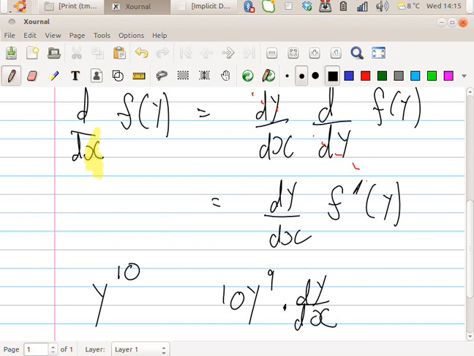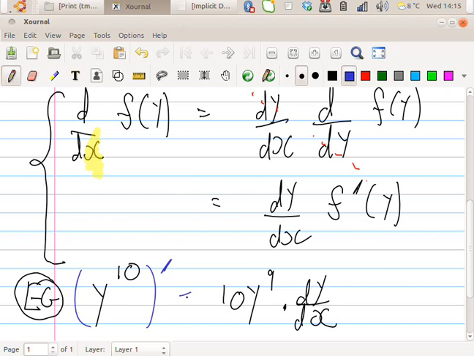So I'll say that again. Whenever you differentiate a function of y, do it normally and then multiply the answer by dy dx. Okay, so make notes there. That's important. So this is like the rule if you want, and this is an example. So here is me calculating the derivative of y to the power of 10. It doesn't really have a rule name. It's called implicit differentiation or implicit derivative, but it's still just derivative.